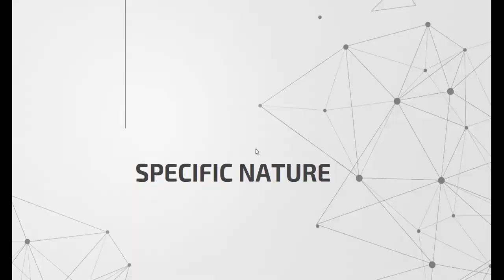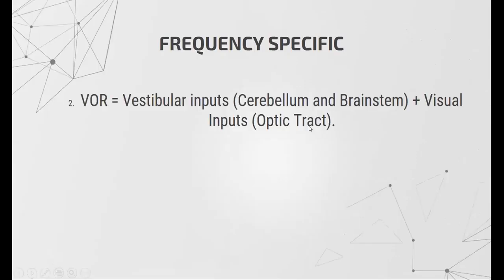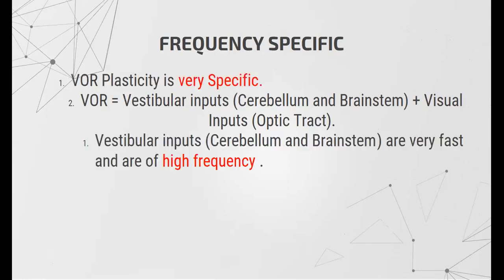So we were talking about specific nature. We can see that the total VOR is dependent on three major parts. First one is the cerebellum, second one is the brainstem, and third one is the visual inputs. The vestibular inputs via cerebellum and brainstem are of very high frequency.